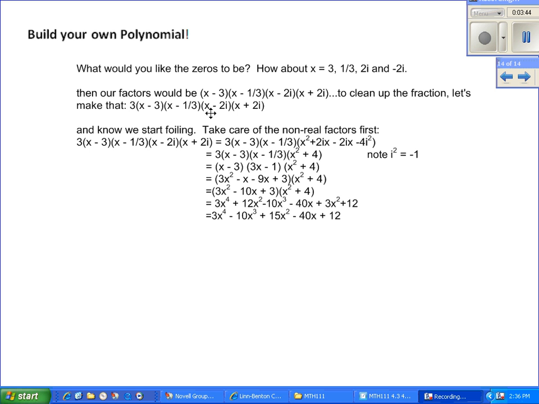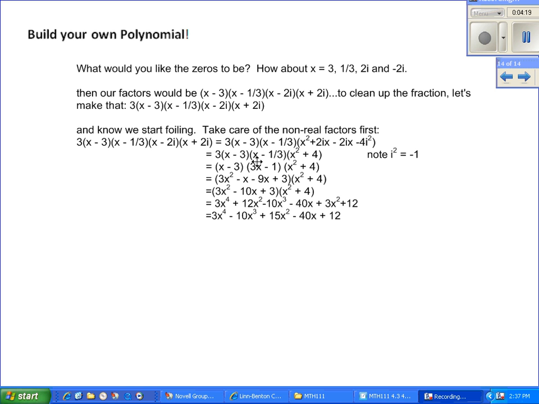To clean up the fractions, I'm going to put in a coefficient of 3, because that's going to clean up my 1/3 and clear out the fractions. So we're going to start foiling, and it's easiest to take care of the non-real factors first. So the x subtract 2i and x plus 2i, I'm going to foil those together. x squared plus 2ix subtract 2ix subtract 4i squared. The 2ix and negative 2ix cancel each other out. And then i squared, remember, is equal to negative 1, so that negative 4i squared simplifies to plus 4. And I simply have x squared plus 4 here.